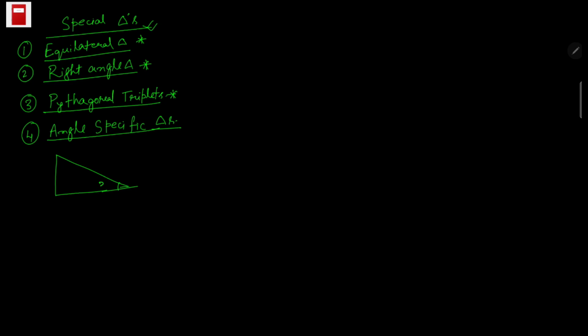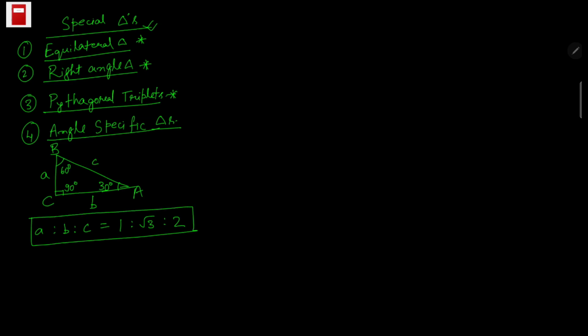It is actually a right angle triangle, a specific right angle triangle in which the angles are 30 degree, 60 degree and 90 degree. Now it is important to understand the side opposite 30, if I take it as small a, side opposite 60 as small b, and side opposite 90 as small c. The ratio of sides a is to b is to c is straight away equal to 1 is to root 3 is to 2, right? This is very, very important to understand.